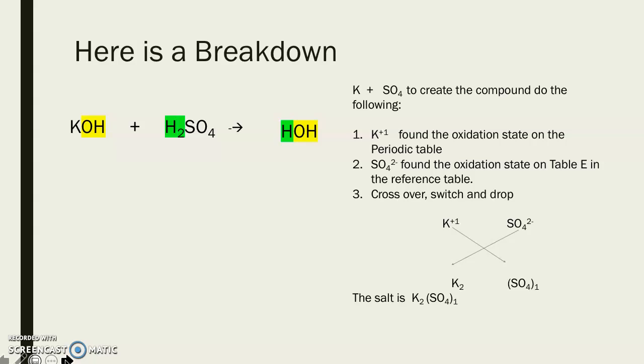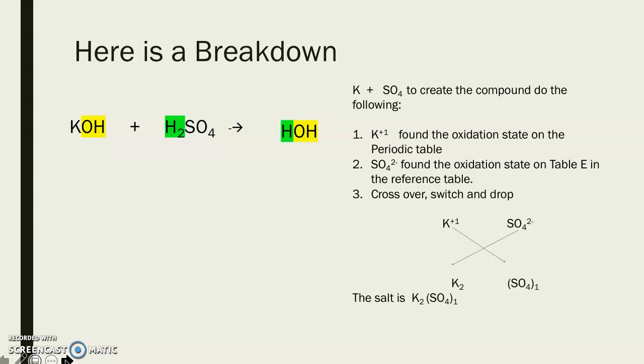How do I know this? I looked at table E on the reference table to tell me this because it's a polyatomic ion. Poly means many, atomic means atom, so many atoms. Then I'm going to cross over, switch, and drop. Meaning I'm going to cross over their oxidation states, switch the sign, and then drop them down. So K originally had +1, and SO4 originally had 2 minus. Now SO4 has the 1, and K has the 2. So my salt is now K2SO4.